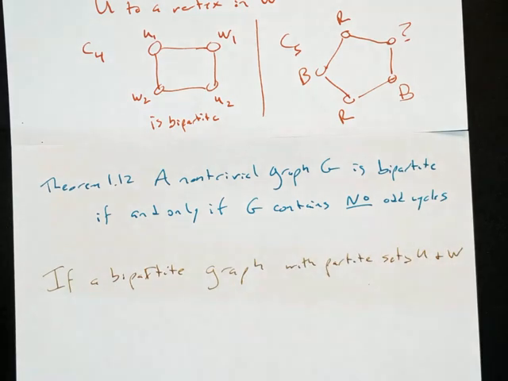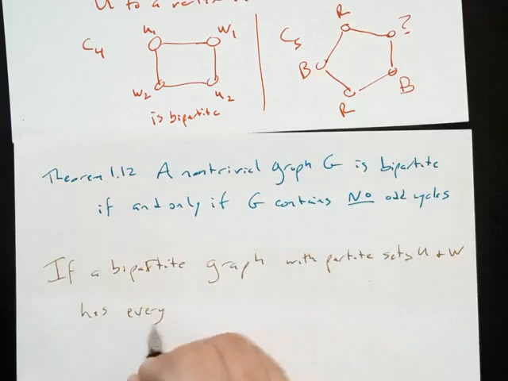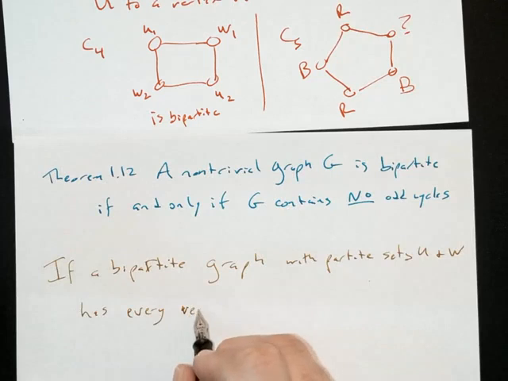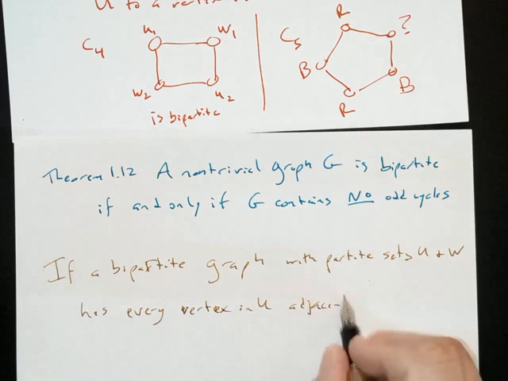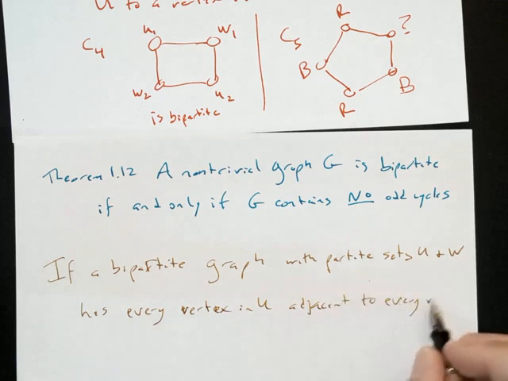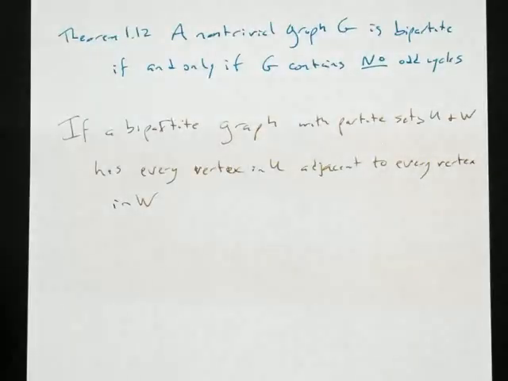We're going to call those two partition cells the partite sets. So if a bipartite graph with partite sets U and W, those are the vertex sets, has every vertex in U adjacent to every vertex in W. So I'm kind of gluing my definition together. I want it to be bipartite, but I also want to have all the possible edges I can have. That's a complete bipartite graph.